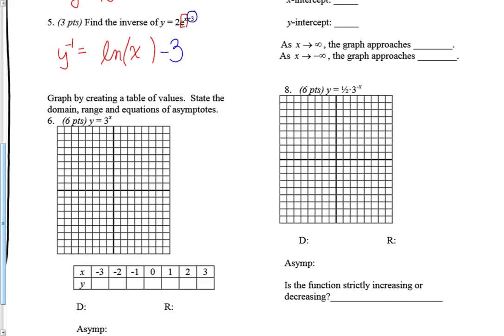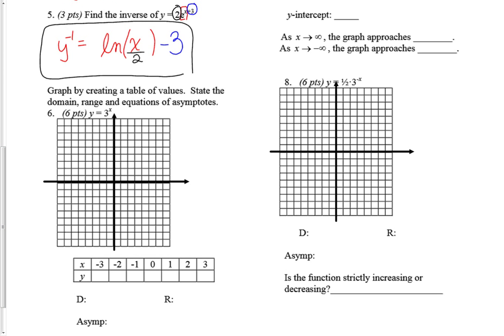So we also had that 2 out in front. This 2 was multiplied. It's on the outside because it's not in the exponent. So the opposite of multiplying by 2 on the outside is dividing by 2 on the inside, and that would be inside of our logarithm. So again, this is my inverse. My other option for this would have been to switch x and y and then get the new y by itself, but that one's going to be a little more complicated. All right, let's go on to number 6.